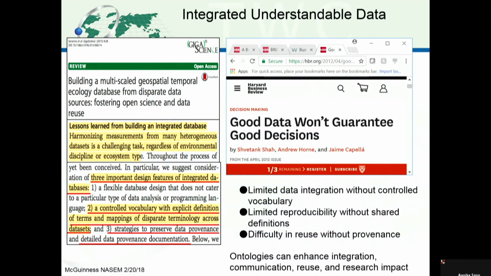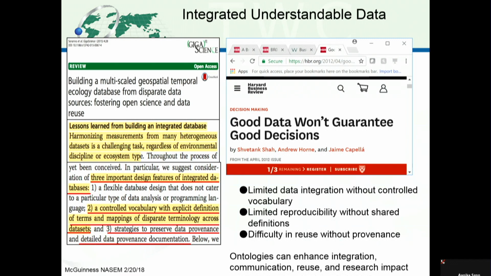You're not going to guarantee good decisions just from having good data. And basically, we need to integrate the data. This article is a nice description of some things that we need to have. We have to have a flexible database design or schema design. We have to have a controlled vocabulary, a set of words that we're going to agree to use. And we have to understand what those words mean, and that's where ontologies come in. And we need to know where we got the data and where we got the terminology.